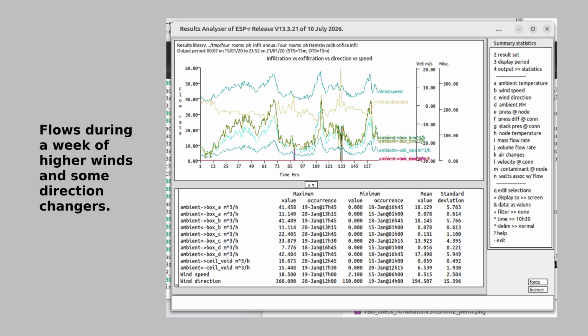Zooming out to a week with quite a few hours of high winds and some directional changes, the volume flows in and out of each room, and they vary considerably. There are blips just after hour 85 and hour 133, where the change in direction has an impact. Below that, the table shows flows into and out of each room over that week. The rooms Box A and Box B are south-facing and are the subject of rather more inflows than outflows, while Box C and D, the flows are predominantly exfiltration.